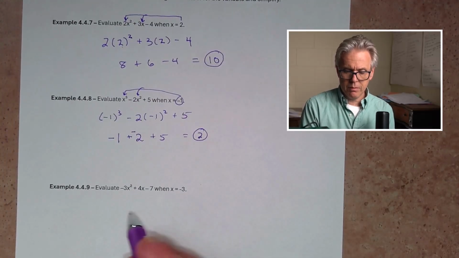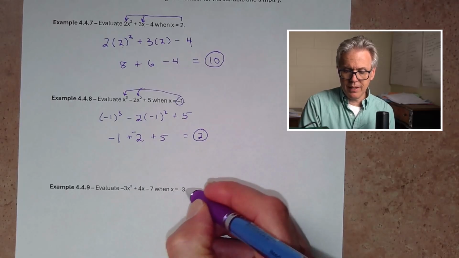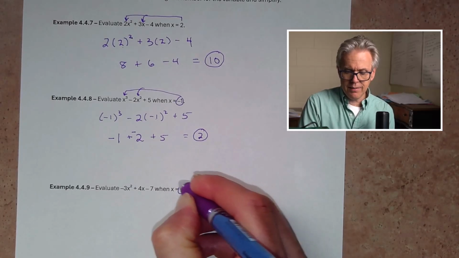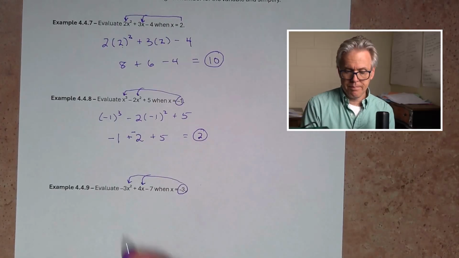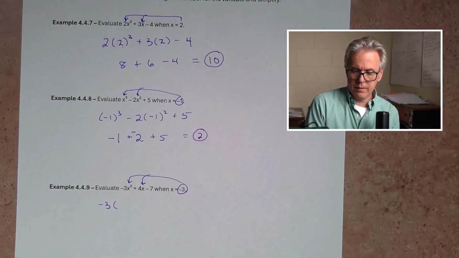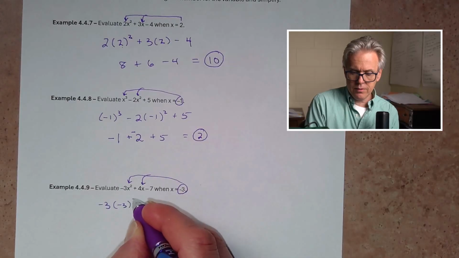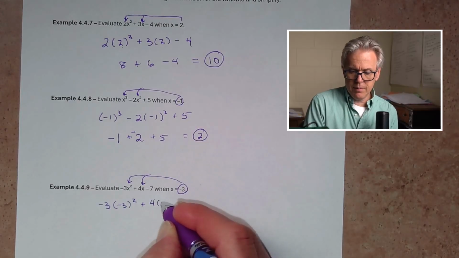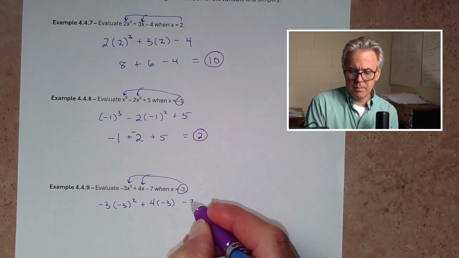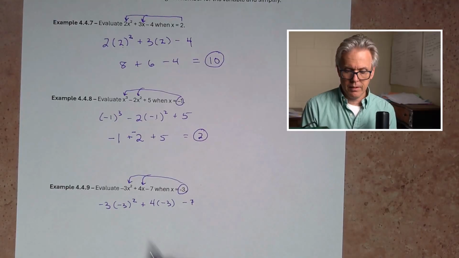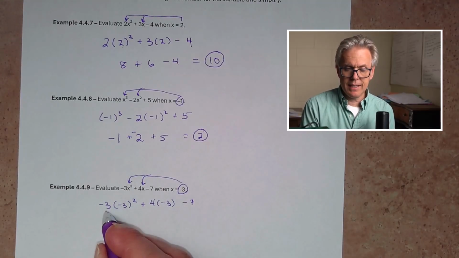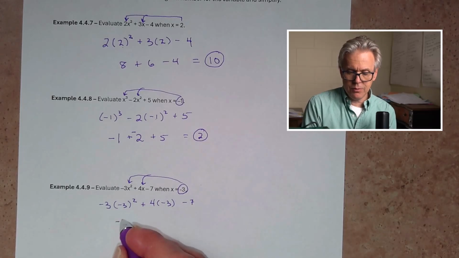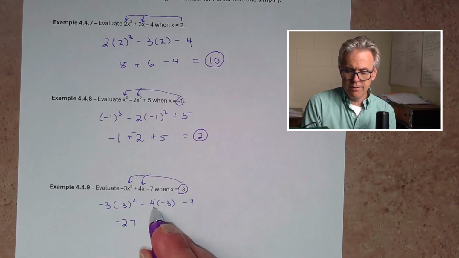Next one, we have -3x squared plus 4x minus 7 when x equals -3. Again, take that -3 and plug it in wherever you see an x. So -3 times -3 squared plus 4 times -3 minus 7. So -3 squared, positive 9. Careful with the sign. So positive 9 times -3 is a -27. 4 times -3 is a -12.